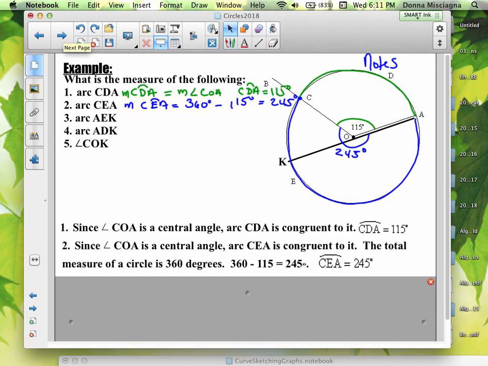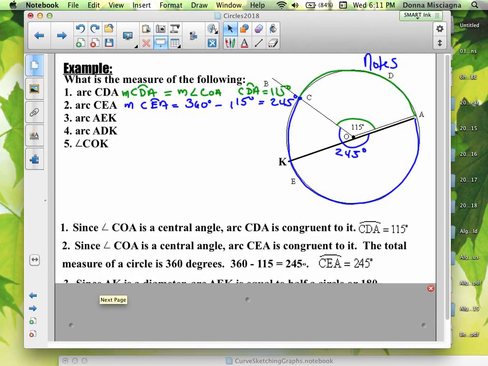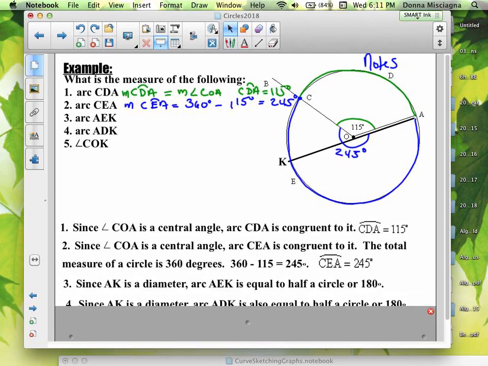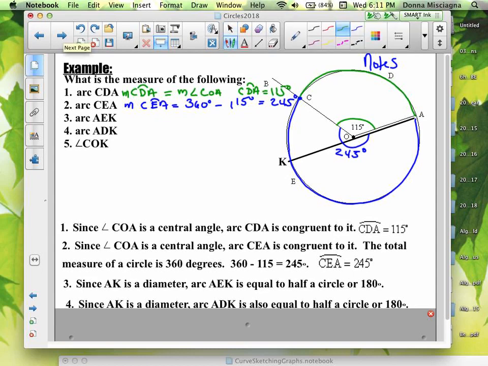All right, let's look at the next one. Arc AEK. So I have it written down here, plus I'm kind of abbreviating it for you as well. So notice AK here is a diameter. So let's write that in. AK is a diameter, which means that's going to be a semicircle. So arc AEK, here's my little arc symbol, is equal to 180 degrees. That's half a circle.